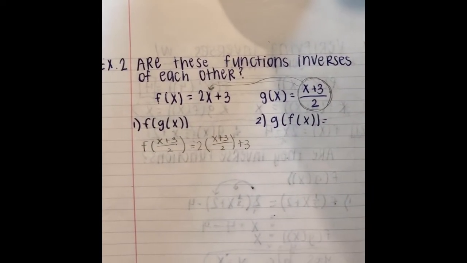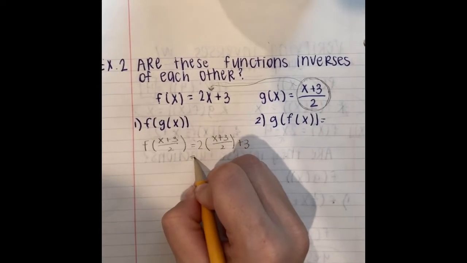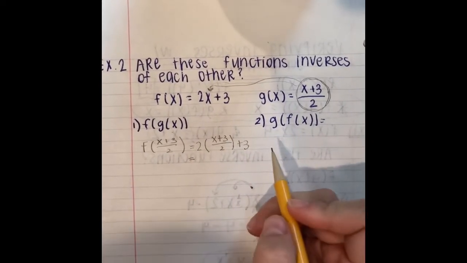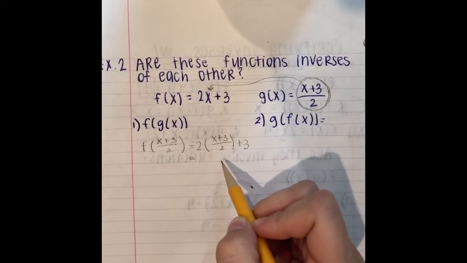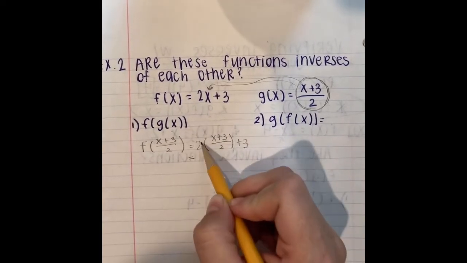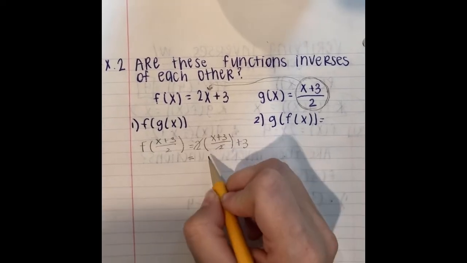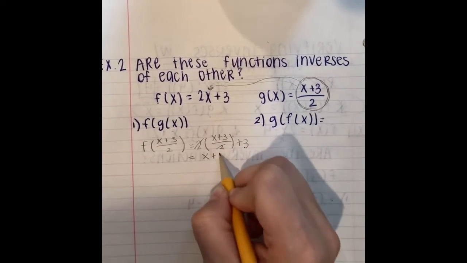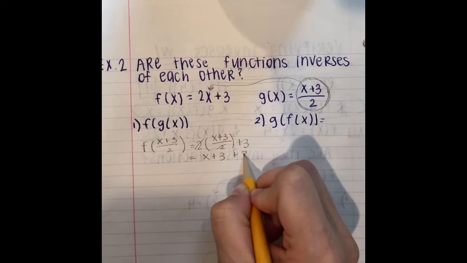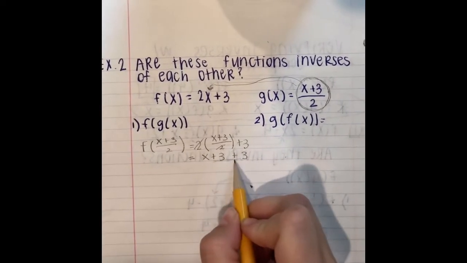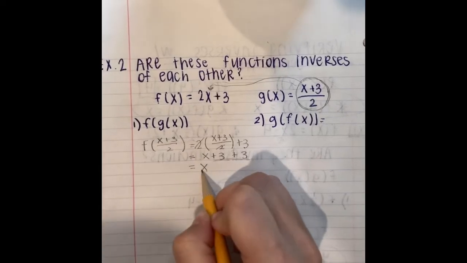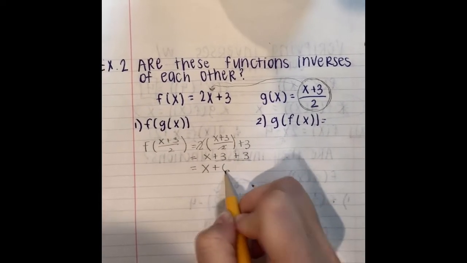Okay? And then all you do after that is just simplify. So to simplify, we have 2 being multiplied by our parentheses. Multiplying by a 2 and dividing by a 2 cancel each other out, so all you're left with is x plus 3. And then we bring down this plus 3. We're going to combine like terms, so plus 3 and a plus 3 gives us x plus 6.